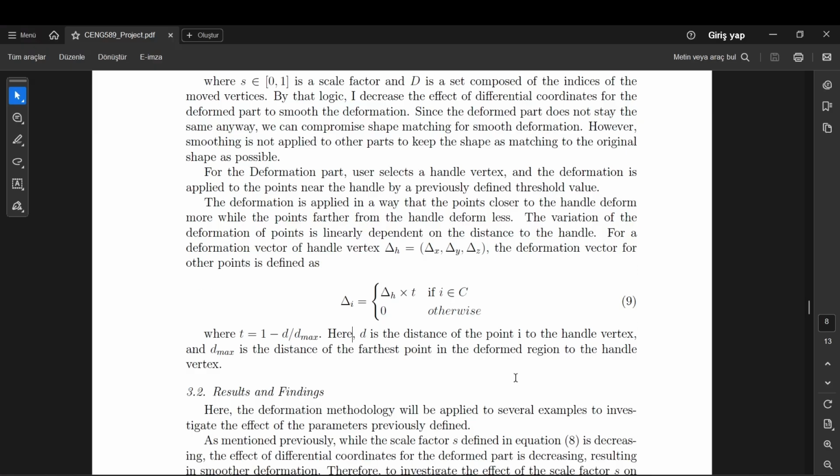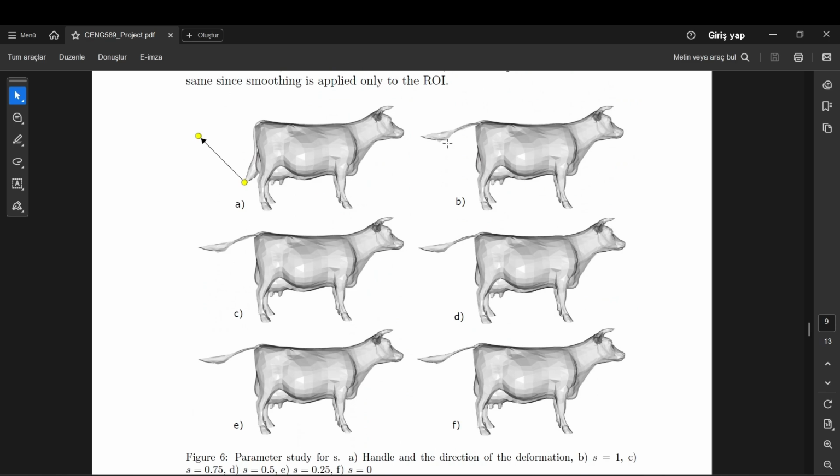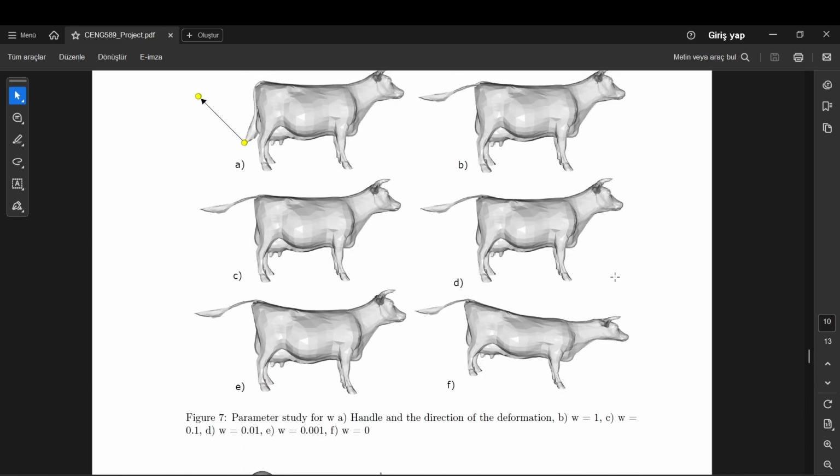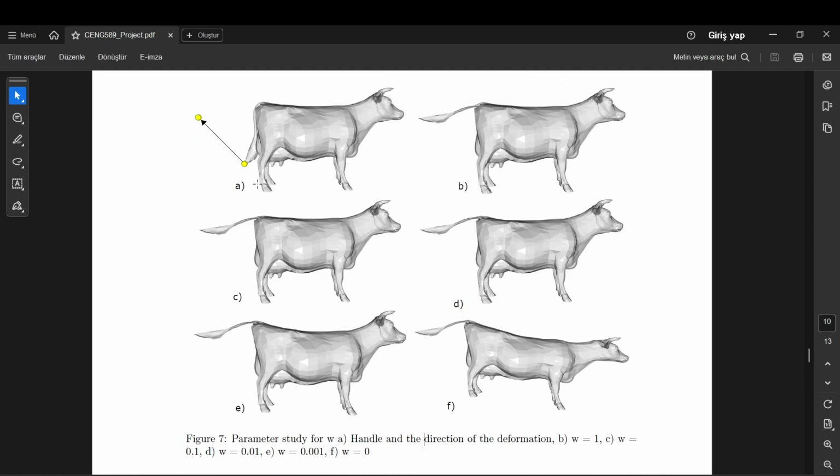Now let's look at the report for the other results. As you see, as lambda decreases, the tail part becomes smoother. The other part does not change. Then I made a parameter study for weight. I changed the weight for other parts. The weight of the tail is always one, but for other parts I decrease the weight.